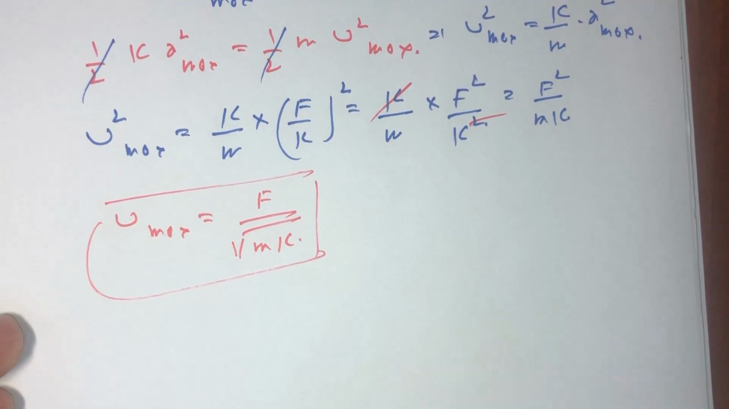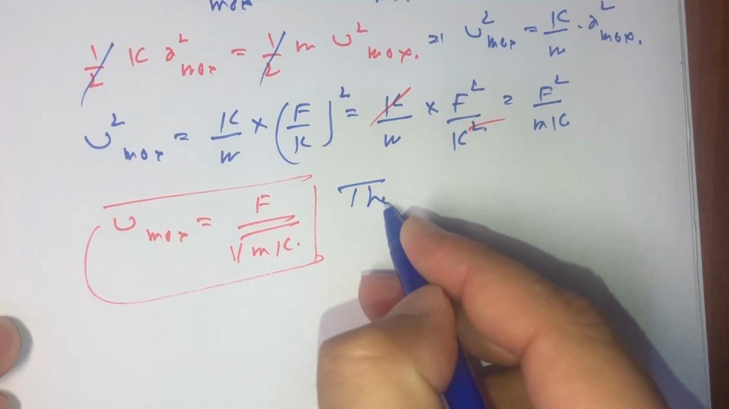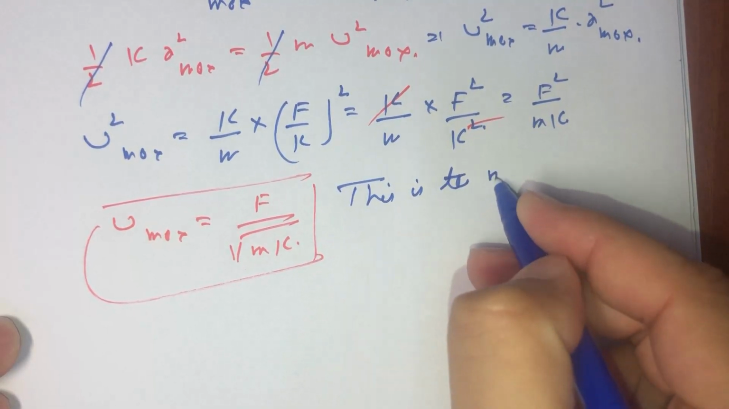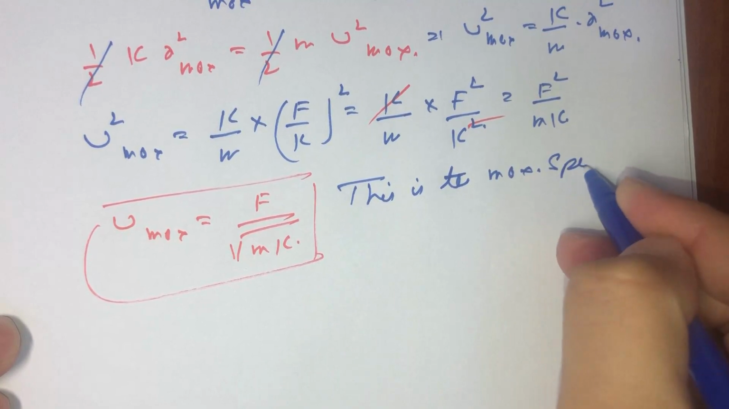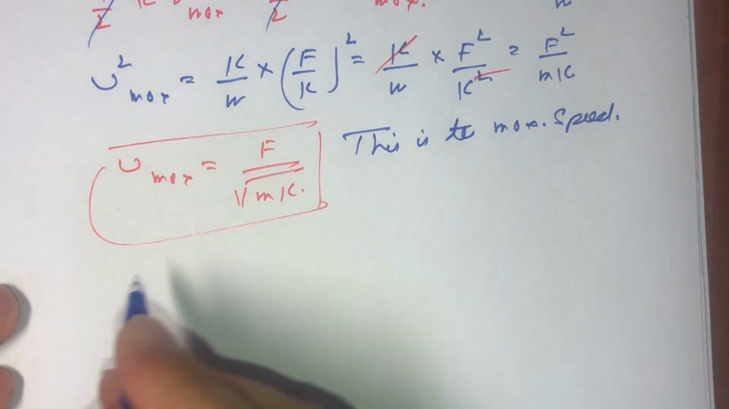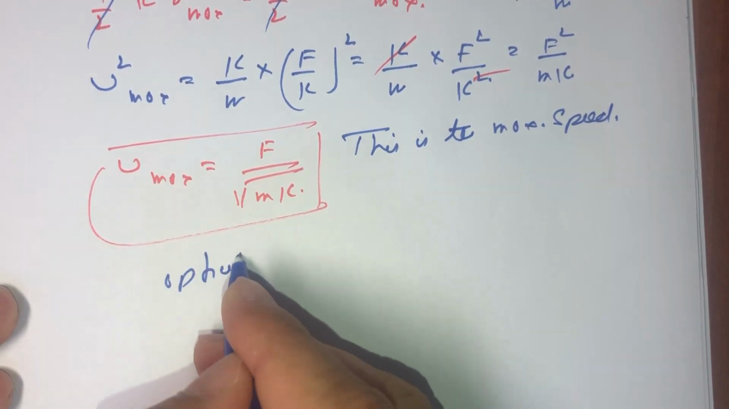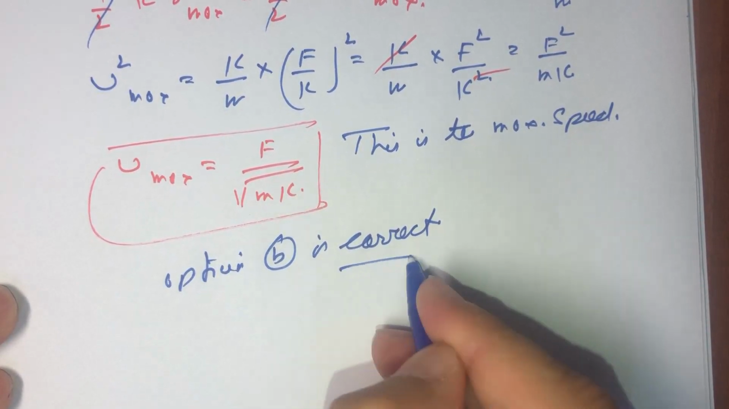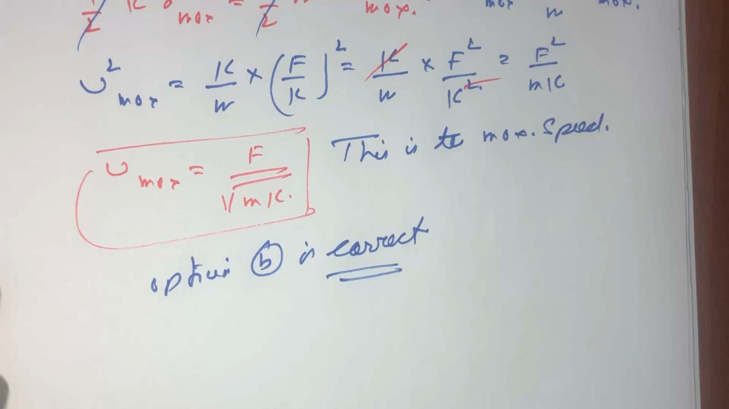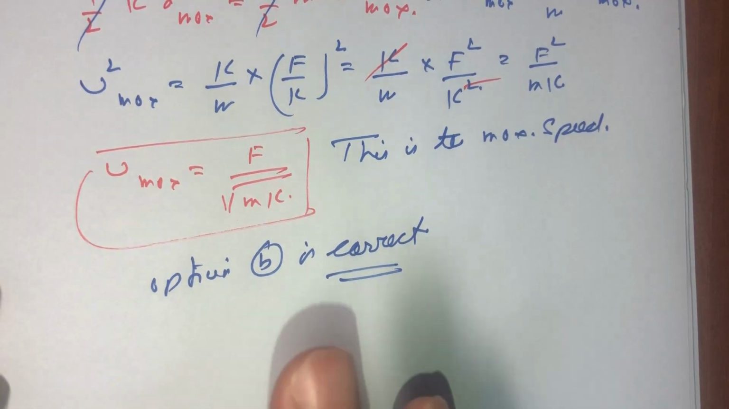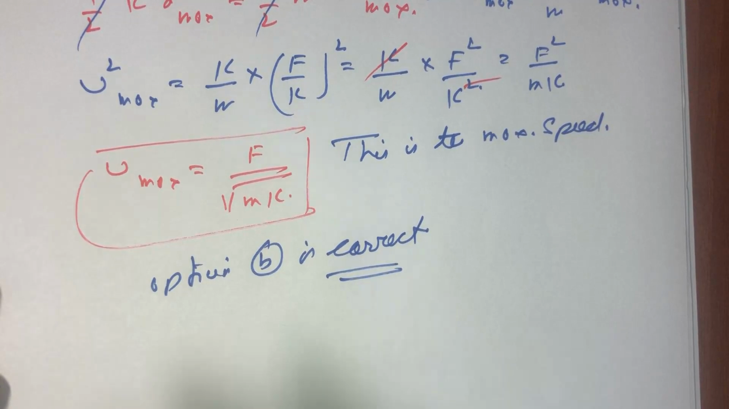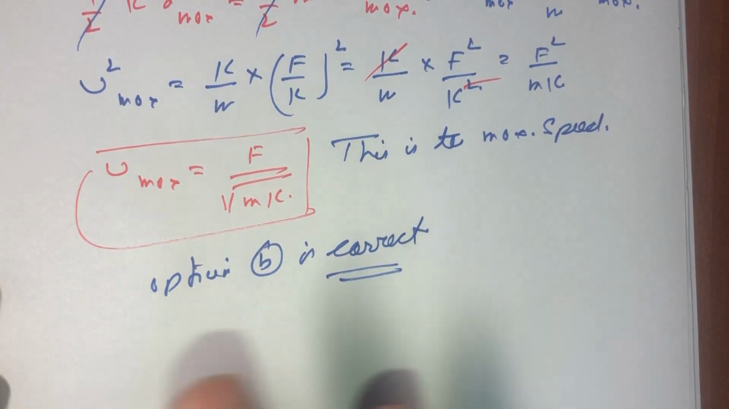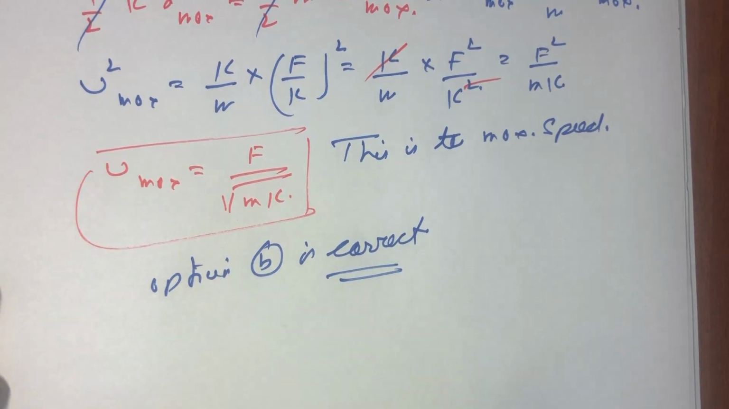Okay. We can say this is the maximum speed, and option B is correct. So this question was quite simple. Only we need the basic understanding how the energy conservation takes place when the spring is stretched. Okay. So this finally completes the question. Thank you.